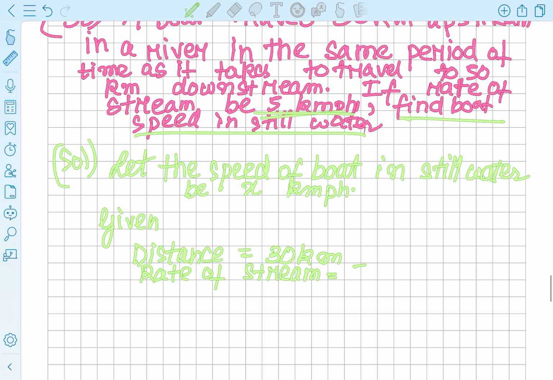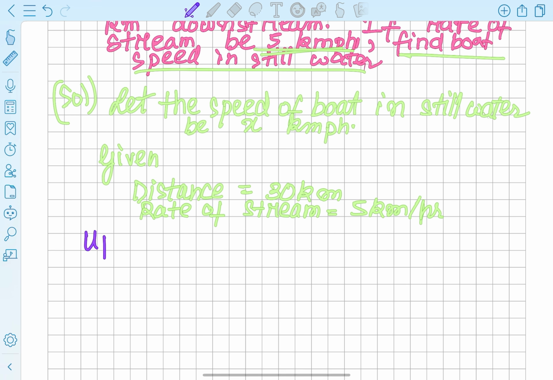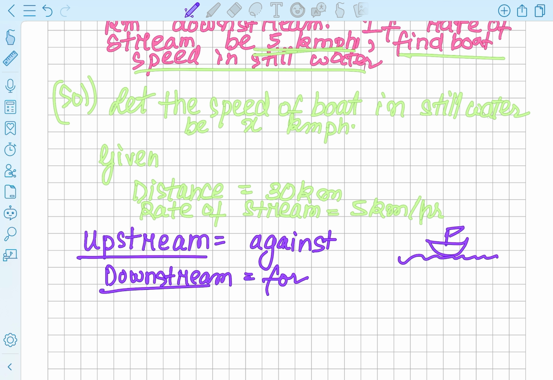Rate of stream 5 kilometers per hour. Now tell me one thing, what do you understand by upstream and downstream? Very clear. Upstream basically means against, and downstream means for. Upstream means, say a boat is going and there is water. The water is going this side, but the boat is going this side. And downstream means water is also going this side, and along with that the boat is also going with the water.